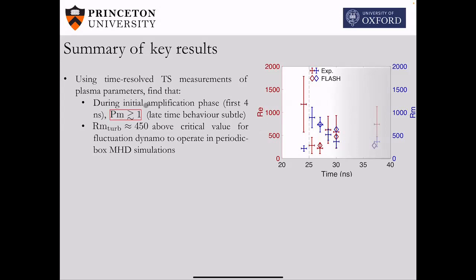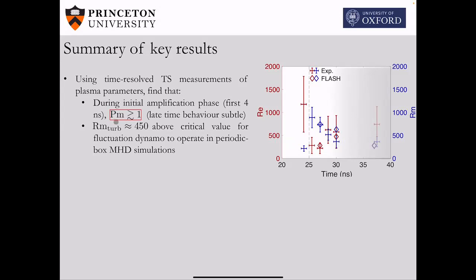And what we found is that during the initial amplification phase of the magnetic field, at the times at which dynamo should be operating, this first 4 nanoseconds, the magnetic Prandtl number in this case was order unity. The late time behavior was quite subtle. I can discuss that if interested, but effectively, we're confident the Prandtl number is order unity for this initial period.